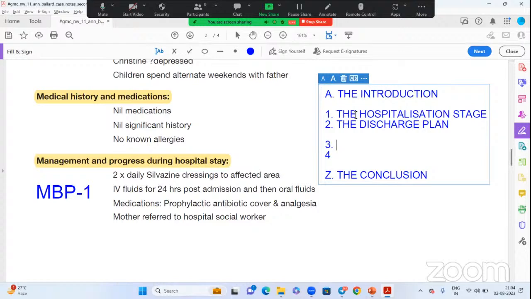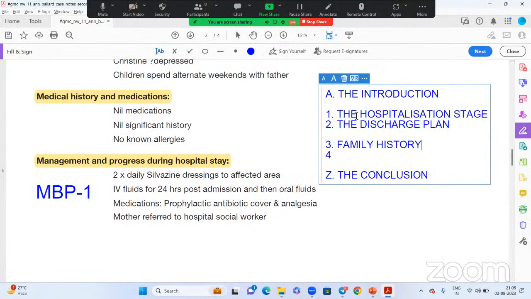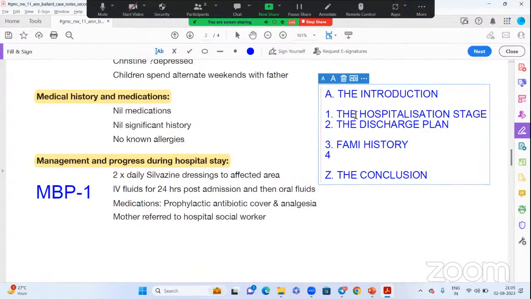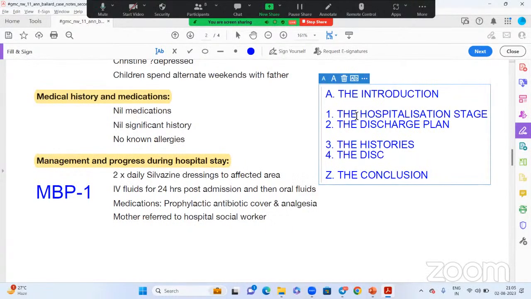Mother. So mother background condition, family history. Family history or histories. Social history, personal history, family history, financial history, everything will come here. Okay. Or you can say the histories, all histories. And this is focusing on the mother. The next one is the discharge plan for the mother.